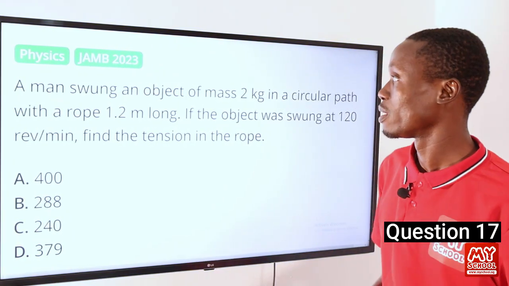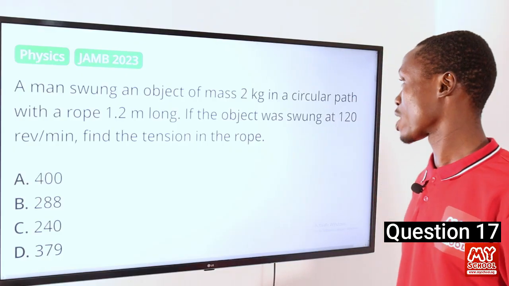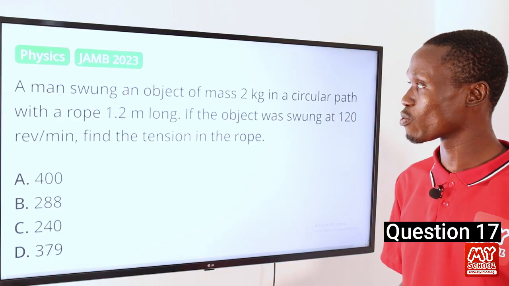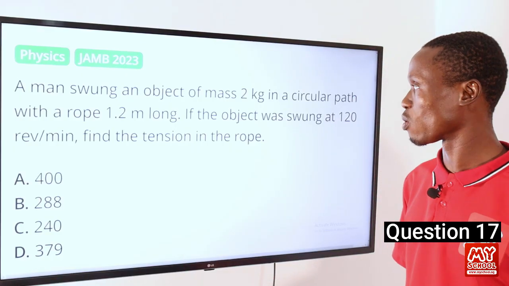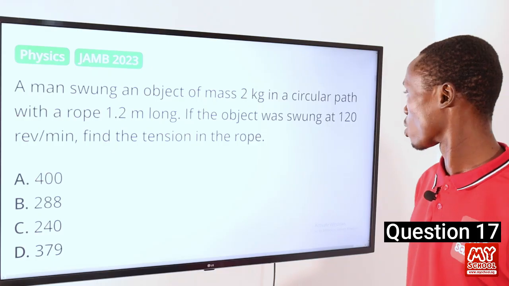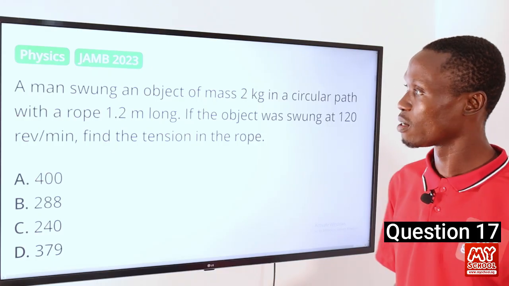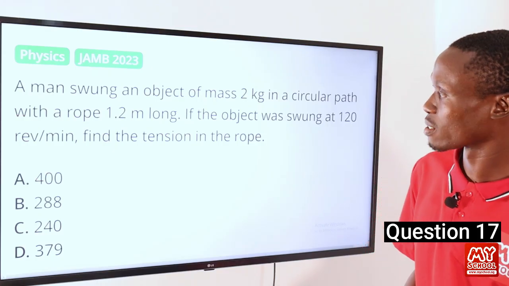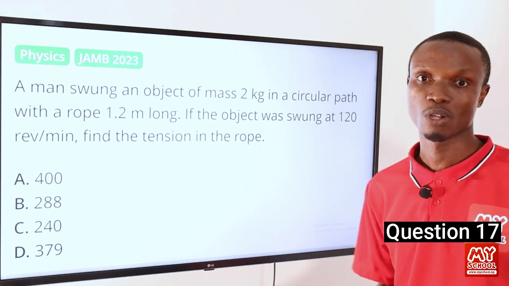Question 17. A man swung an object of mass 2 kg in a circular path with a rope 1.2 meters long. If the object was swung at 120 revolutions per minute, find the tension in the rope. So let's move over to the board to solve this question.